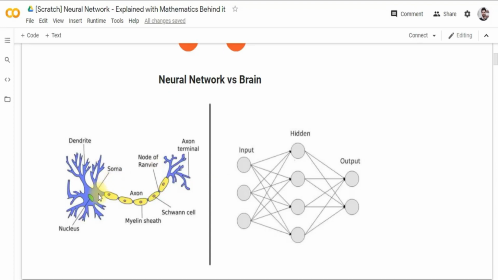Similarly, the neurons have dendrites from where they get the data, and it is processed in the nucleus, and then it passes through the other layers, and gets its response to the axon terminal, and it goes to our different body parts. The same thing happens here. It gets data from the input layer, then it is processed in hidden layers, and then gets the output.